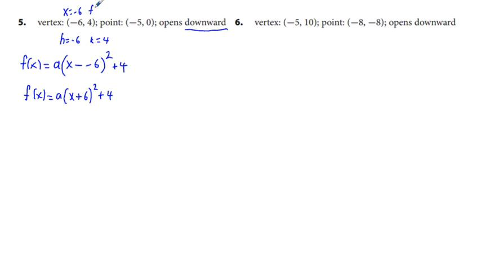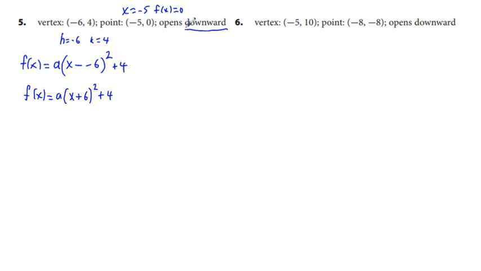And now to solve for a, we're going to let's say x is equal to -6, f of x is equal to 4. Oops, but that's not right. We'll use our second point. We'll use x is equal to -5, f of x is equal to 0.